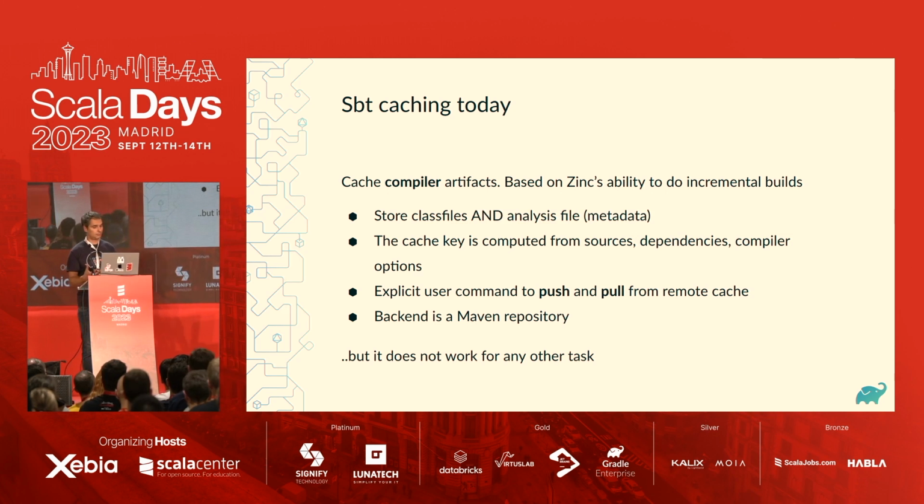And the second disadvantage is that this doesn't work for any other task. And we've seen that the tasks that we care about the most, or the slowest ones, are tests, unfortunately. But the Scala compiler is relatively slow, maybe compared to Java. Not so slow compared to other compilers, I would say, but anyway. And the other one is that you need a Maven repository where you push this thing. So it's kind of an interesting choice, but it works.